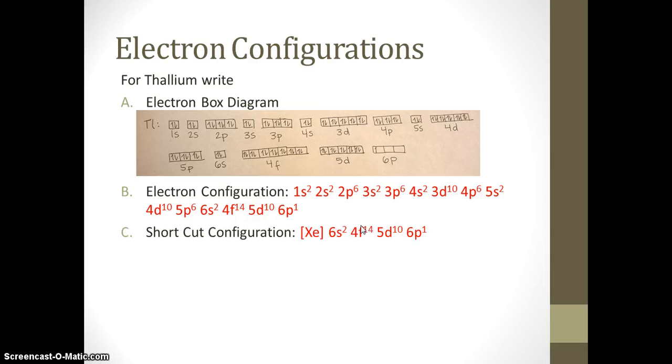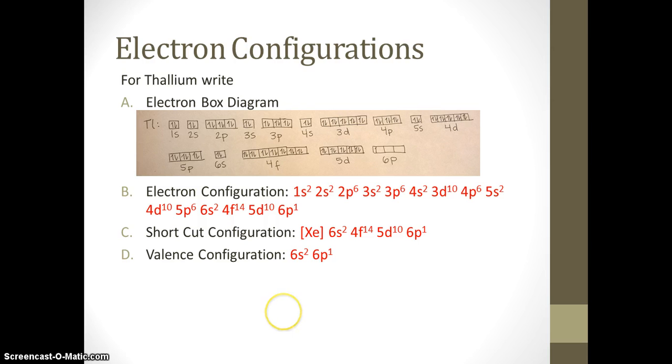And then we have the shortcut configuration. So we have to go to the last noble gas before thallium, and that will be xenon. So I write that with brackets, and then after xenon I have 6s2, and then I go down to the 4f14, then I go back to 5d10, and then 6p1.